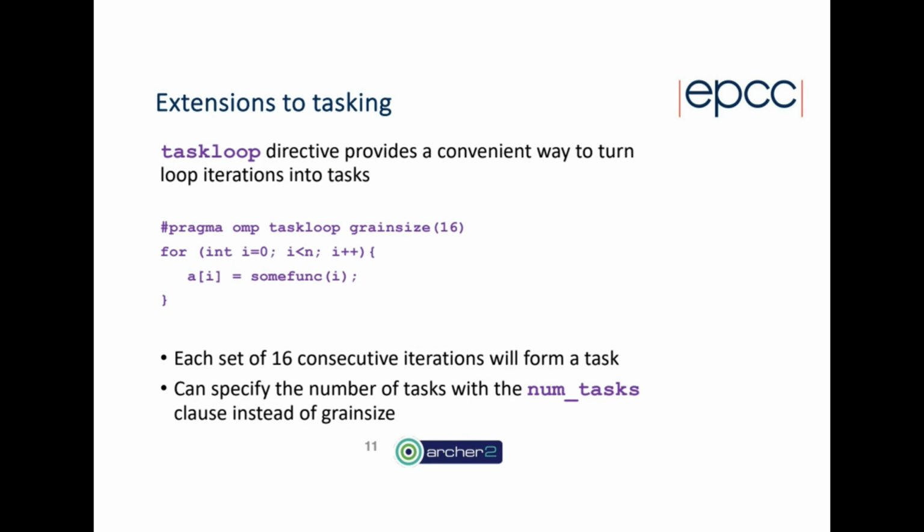And there's a couple of other bits and pieces to do with tasks that I didn't mention yesterday. There is a taskloop directive which provides a convenient way just to turn loop iterations into tasks. Otherwise you would just need to rewrite your loop in general.